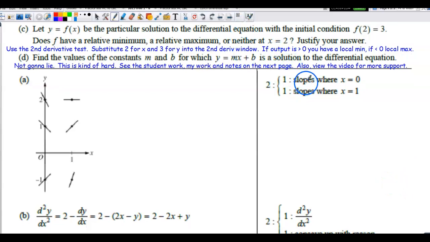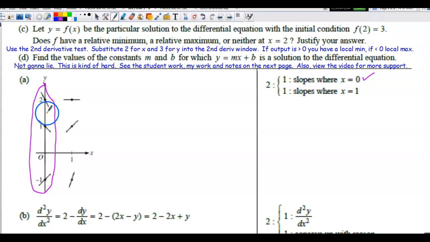You get 1 point for having all of the slopes where x equals 0 correct. All of them have to be correct. Oh, I'm sorry, I misread that. I was thinking that the slope itself was equal to 0. It's the slopes where x is equal to 0. So in other words, you had to have all of these slopes right here angled correctly.